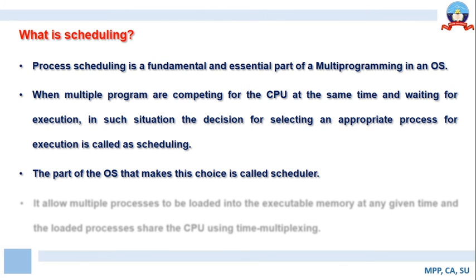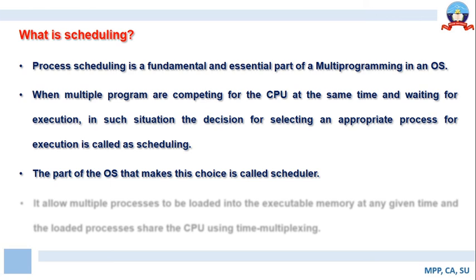Now, who makes the decision in order to schedule? The part of the operating system that chooses the process that is to be executed is called a scheduler. So, a scheduler is a program that is capable of scheduling various processes for execution. Again, I repeat it, the scheduler is a program in the operating system that is responsible for scheduling all the processes in the computer system.